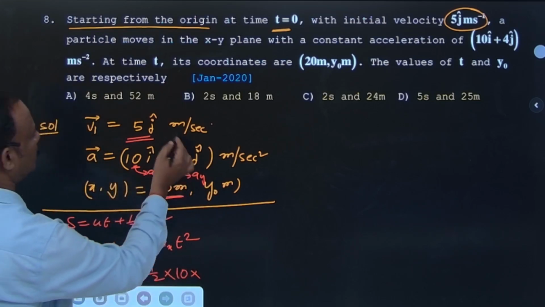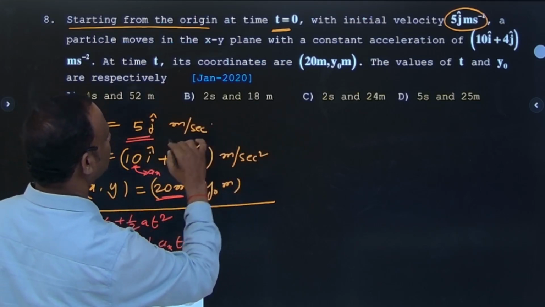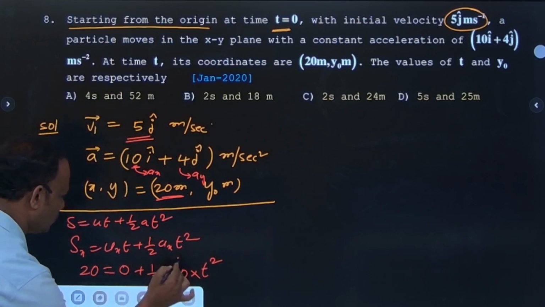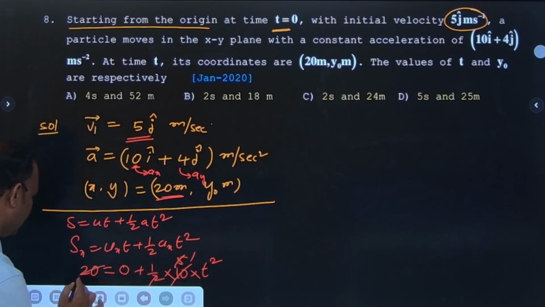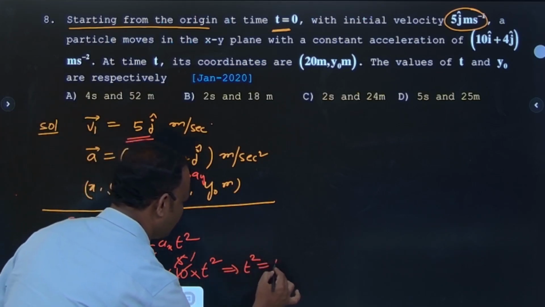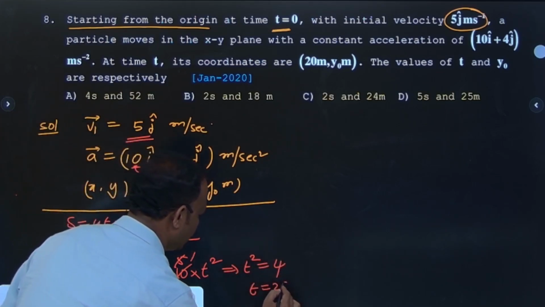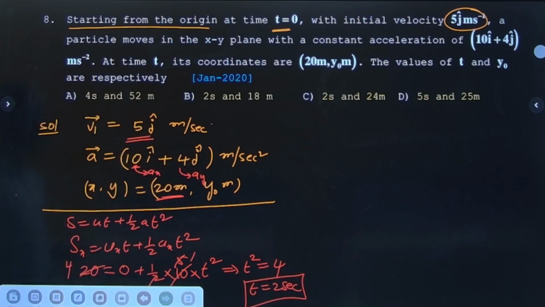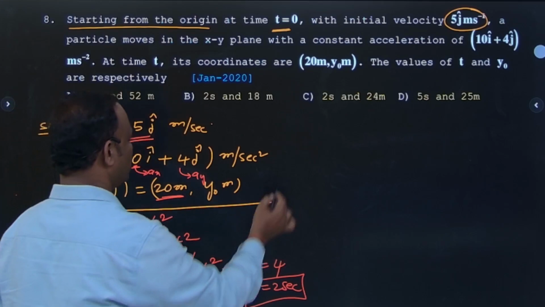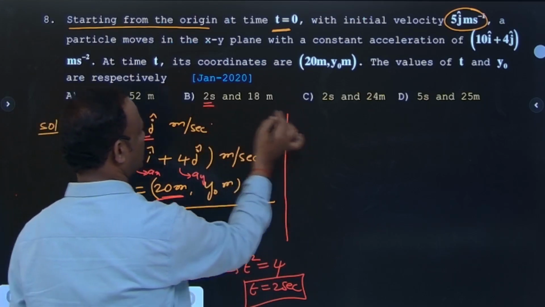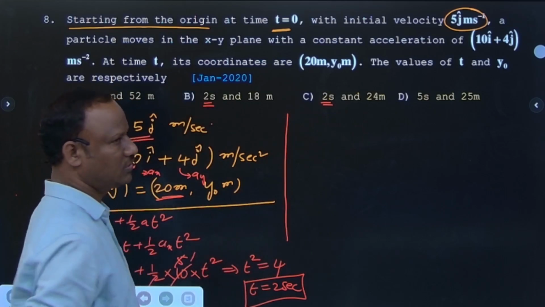You need to find t square only. Okay, so 2 ones 2, 5 ones 5, 4s. So then t square is equal to 4. T is equal to how many seconds? 2 seconds. So the time taken t is equal to 2 seconds. Yes, so this is the first one. Next, t is equal to 2 seconds. The possibilities are here and here, 18 meter and 24 meter.